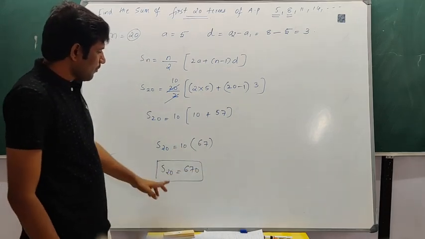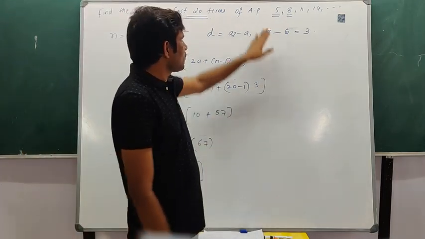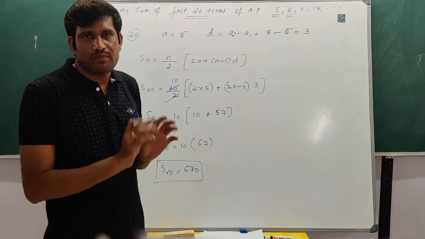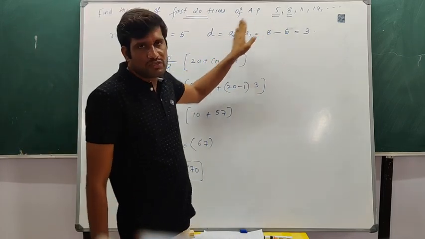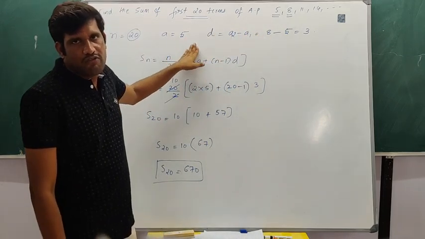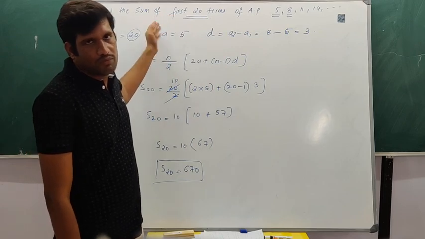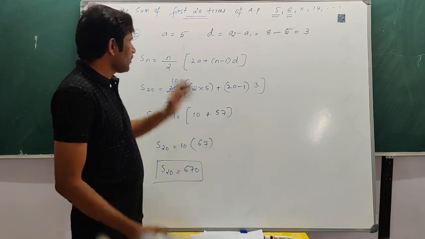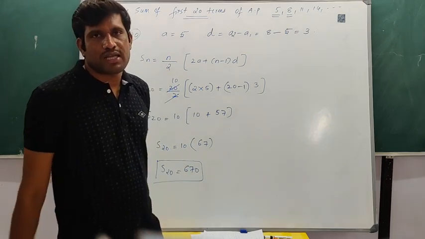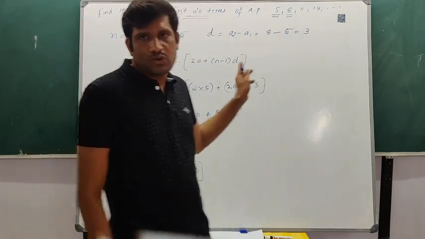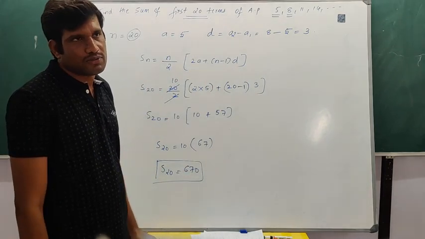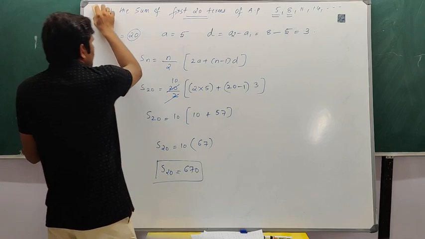So this is the sum of the first 20 terms of the given AP. When an AP sequence is given, from the sequence first write the a value and d value, and the n value will be given in the problem. After writing the values of a and d, use this formula Sn equal to n by 2 into bracket 2a plus n minus 1 into d. Then substitute all the values and simplify. We are getting the sum of n terms. Right? So we'll go for the next problem.